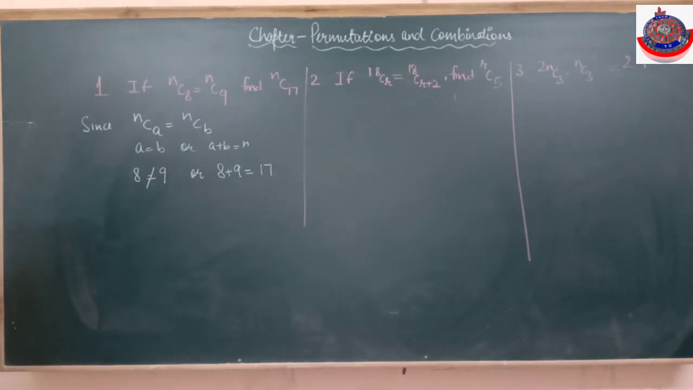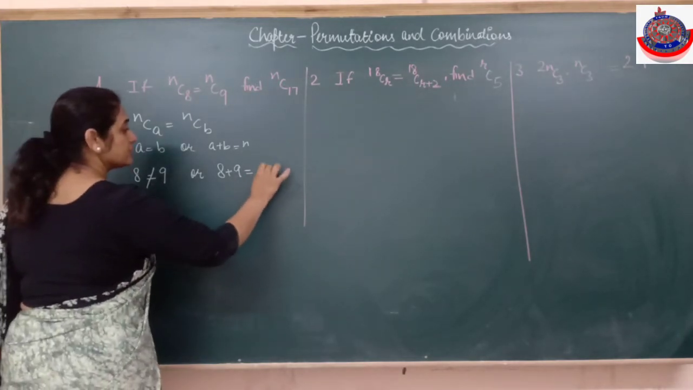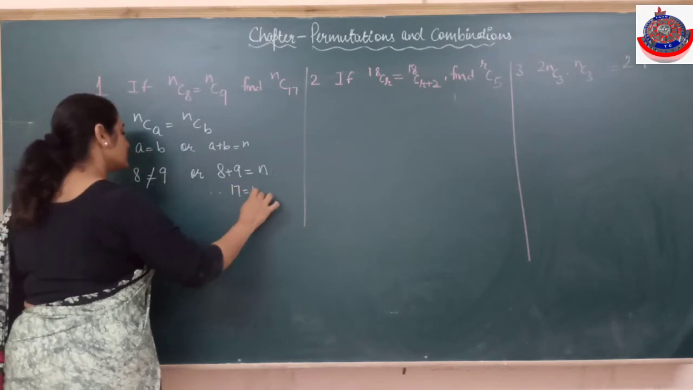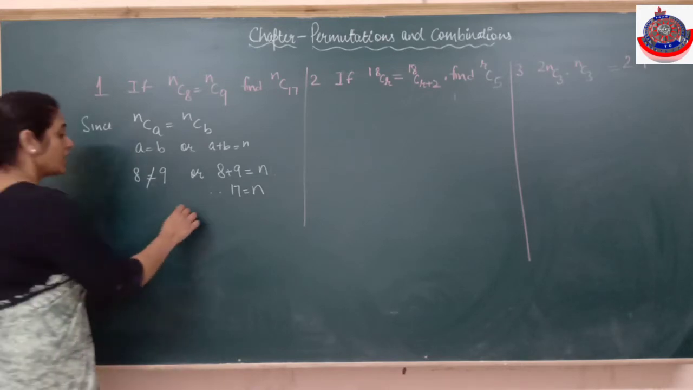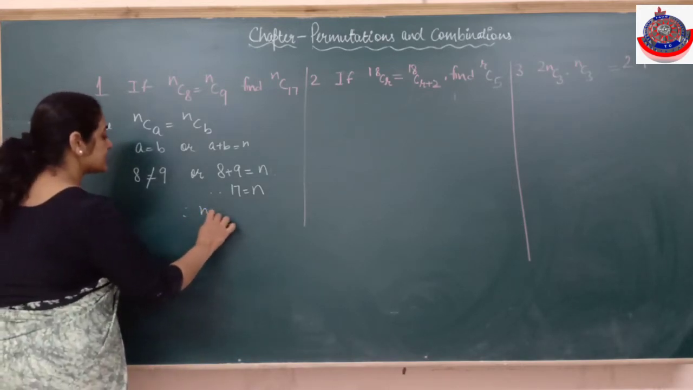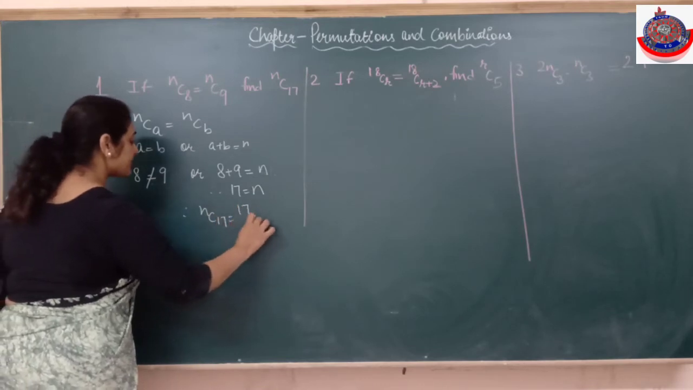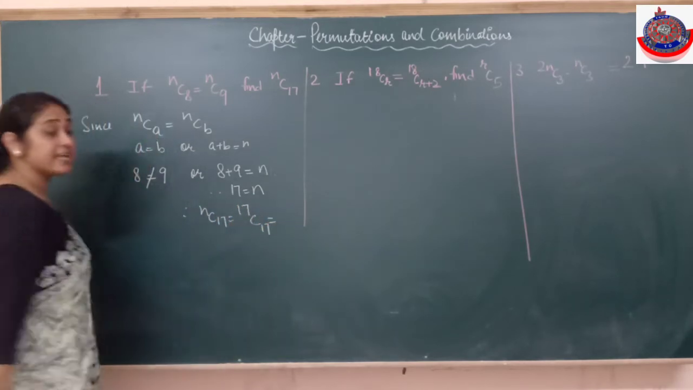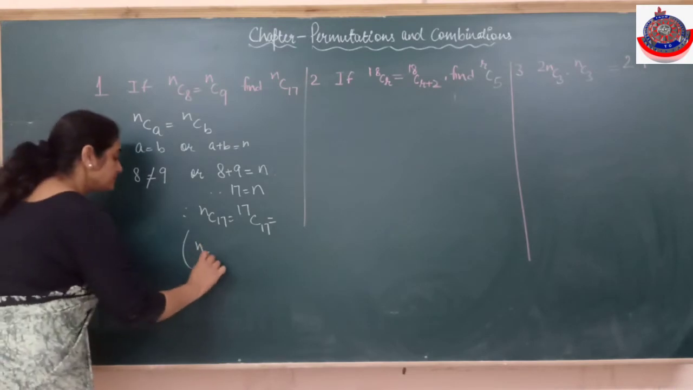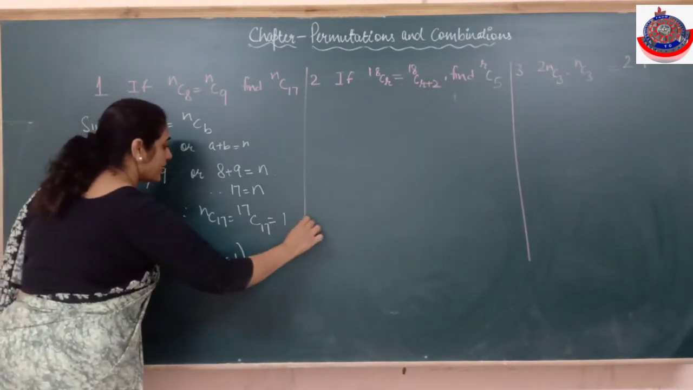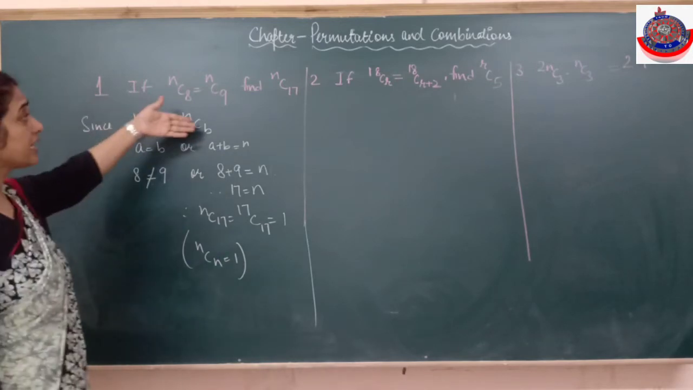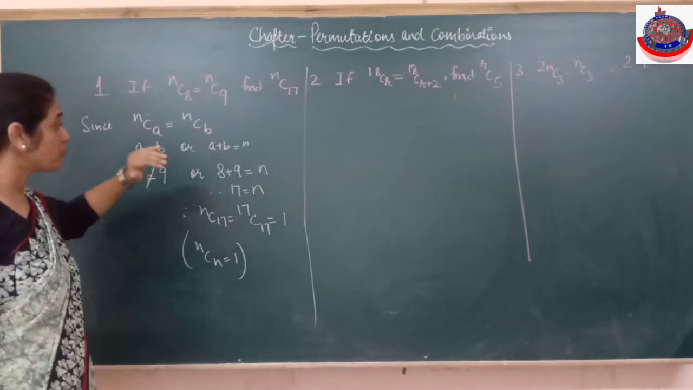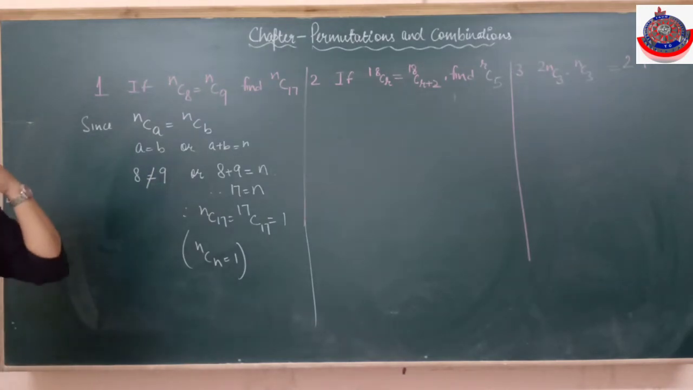That means n is 17. a plus b is equal to n. What is a? 8. What is b? 9. So n is equal to 17. Therefore, now I need to find nC17. nC17 means 17C17. And we have done nCn is always equal to 1. So my answer is 1. Got it? Otherwise, you had to open nC8, nC9. It becomes such a big question. If you remember the rules, the question becomes a little easier.